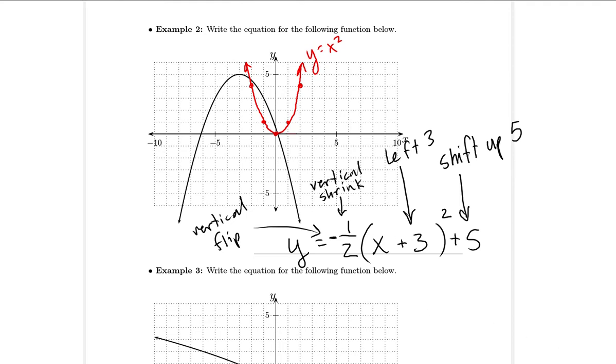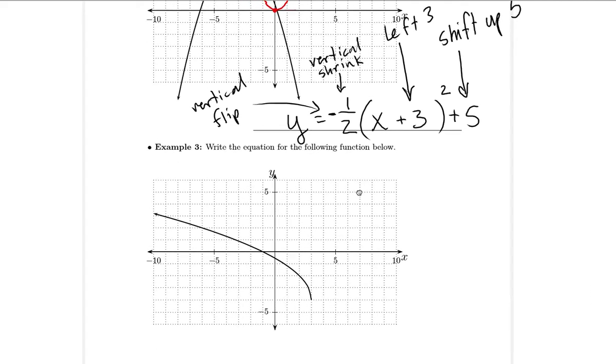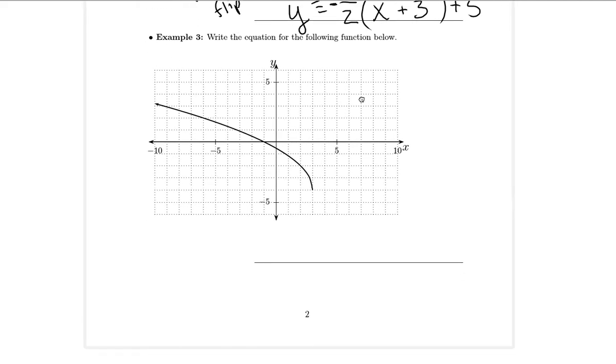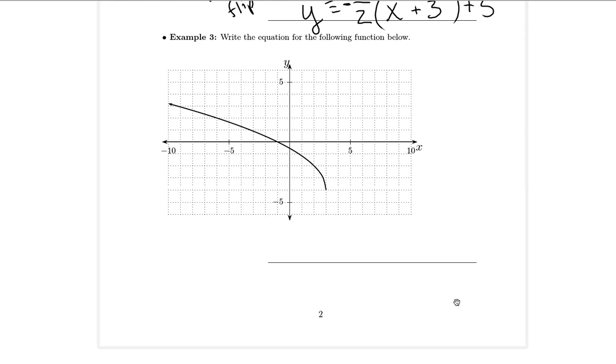All right, so now let's move down to this next one. And again, I'd like you to try this before you check out my solution. All right, but I know that I'm working off of the square root. Here are my main points for the square root: (0, 0), (1, 1), (4, 2), and (9, 3).